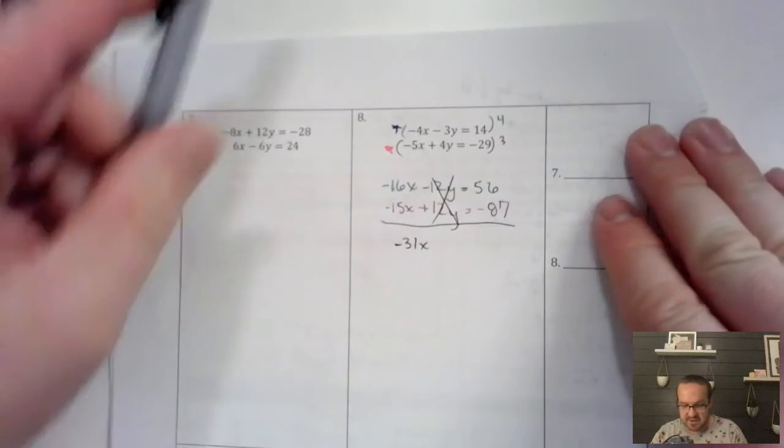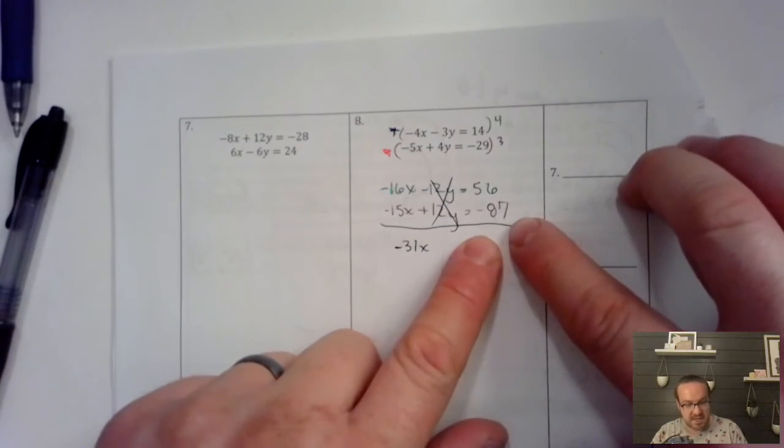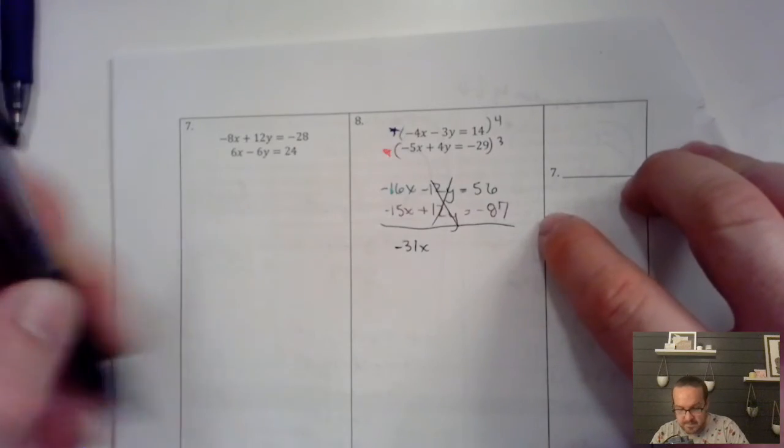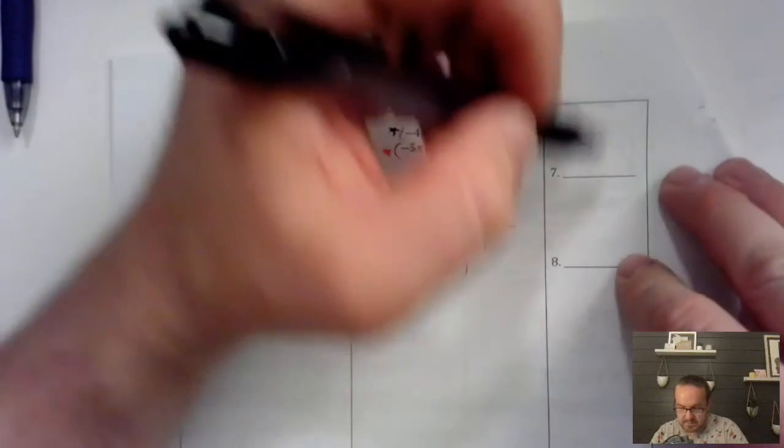And let's verify this here. It looks like we're going to have, this will be nice, a negative 31 over here. That means just x equals positive 1, right?